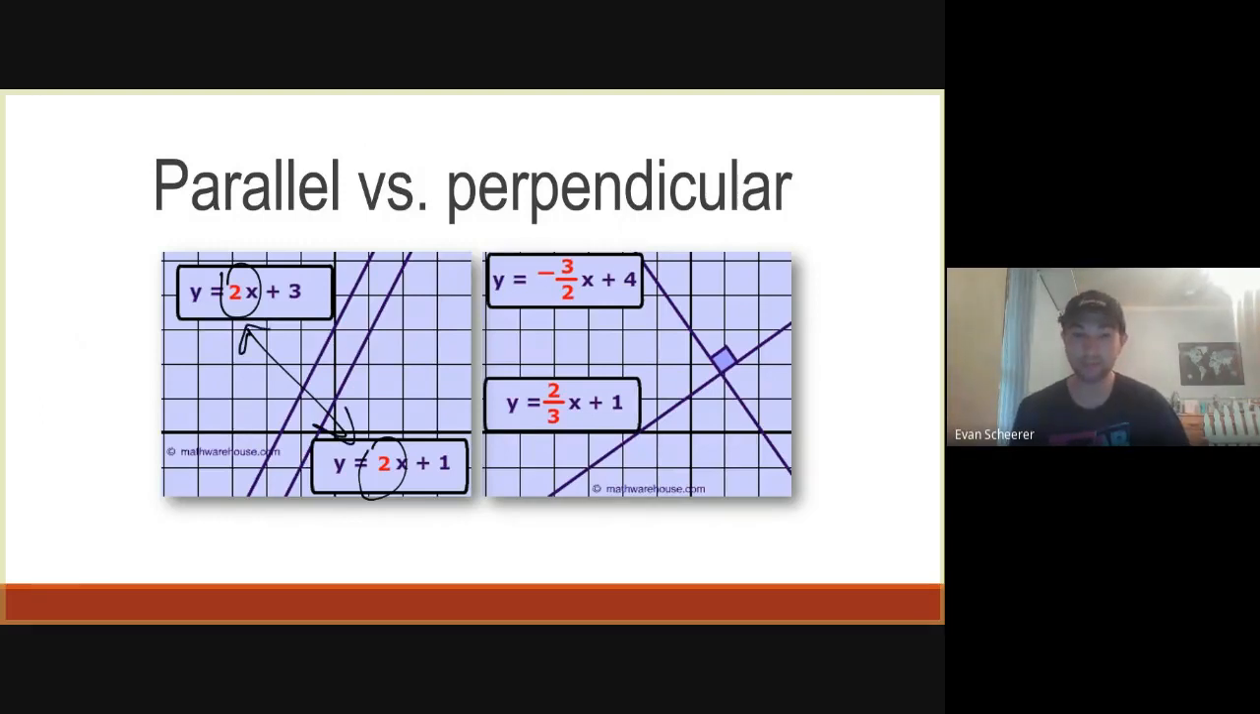Now, perpendicular lines meet at 90 degrees. So y = -3/2 x + 4, and y = 2/3 x + 1.